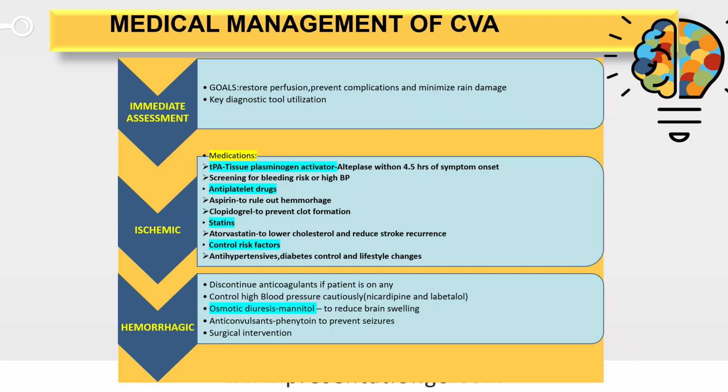Now, if it is a hemorrhagic stroke, what is your goal? Again, you should discontinue anticoagulants if you are taking any. Control your high blood pressure. Generally they will give nicardipine in ICUs. We will give something called osmotic diuretics to reduce the brain swelling, and generally it is mannitol. Anticonvulsants: we give phenytoin as a drug of choice. And in hemorrhagic stroke, the goal treatment is always surgical intervention, because you have to remove the hematoma or the aneurysm, whatever is the reason.